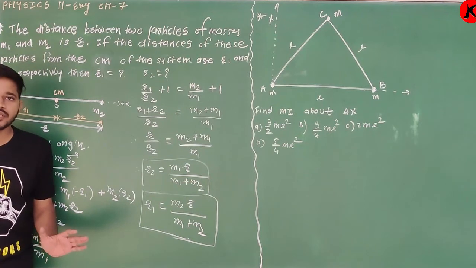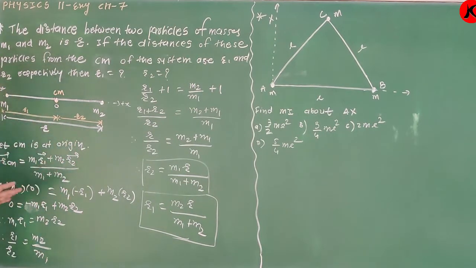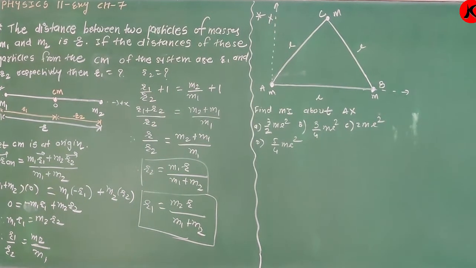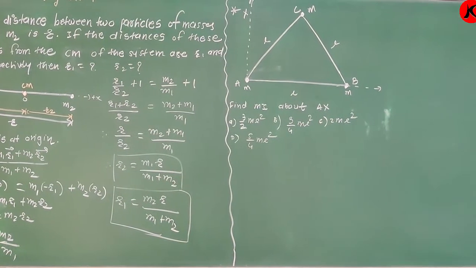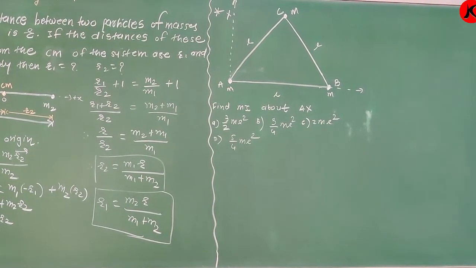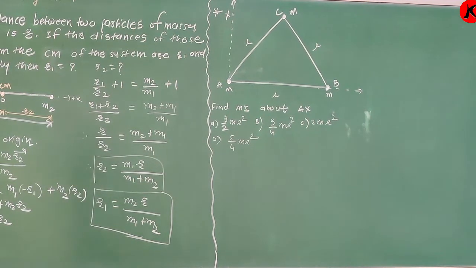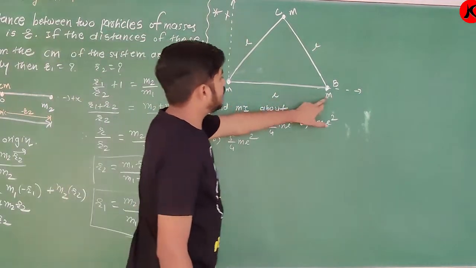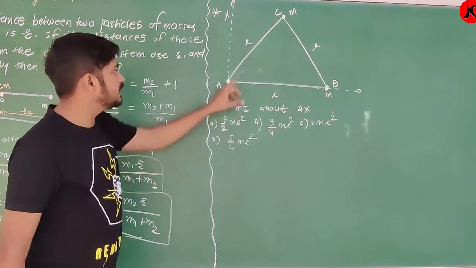Clear about this? Okay, so yes, it is one question. It is easy. You just have to remember the concept. Yes, you have to use the concept of center of mass. Now next question. See, you are given one figure. As shown in the figure, there is one equilateral triangle ABC. Three particles having masses m are placed on the corners of the equilateral triangle having side L.